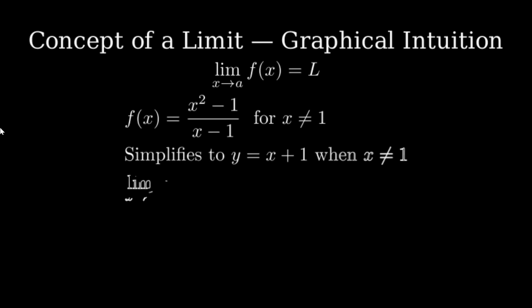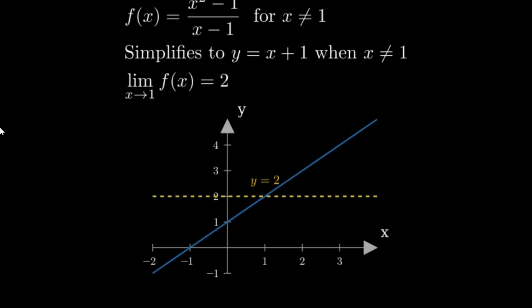Consider the function f of x equals x squared minus 1 over x minus 1, which simplifies to x plus 1 for every x not equal to 1. We'll graph the simplified version, y equals x plus 1, but show a hole at x equals 1, y equals 2. Watch the moving point approach x equals 1 from the left. Notice the y value approaches 2. Now from the right side, again the y value approaches 2.